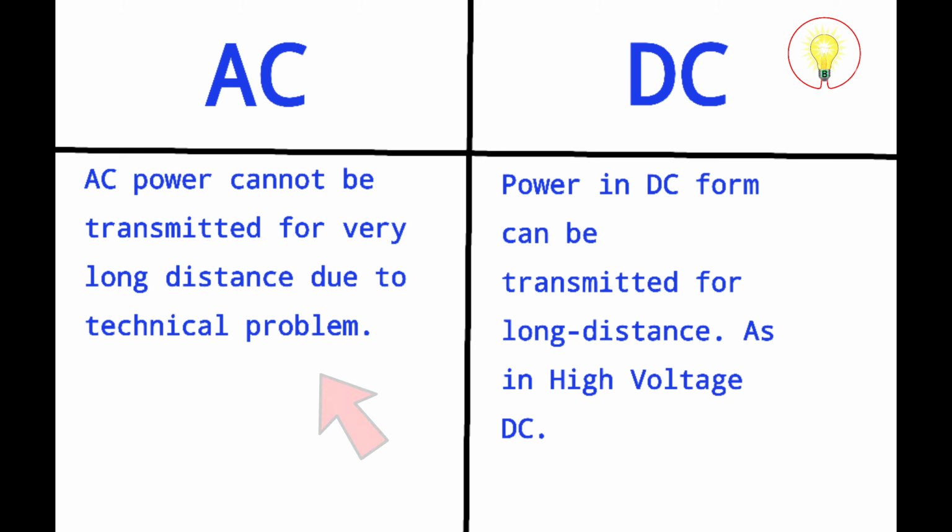Comparison number 7. AC power cannot be transmitted over very long distances due to technical problems, but power in DC form can be transmitted over very long distances, as in high voltage DC.